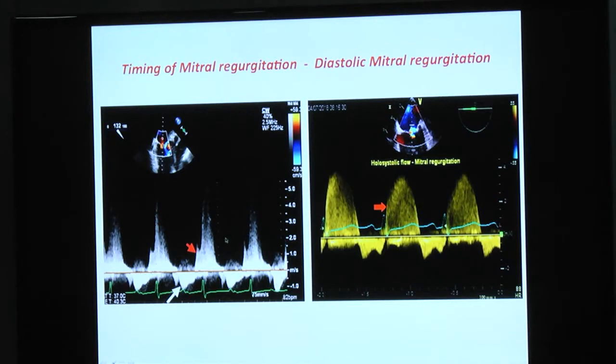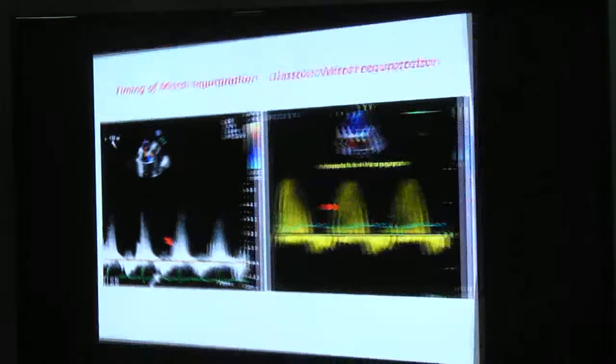But on the left side, you see the regurgitation is occurring. It is beginning in the diastolic phase only. You can see the jet is rising here in the end diastole and then progressing into the systole and ending at the end of the T wave. This is diastolic MR. This is one of the best ways to quantify the diastolic MR. Okay, I hope everybody understood this. So that's how you quantify a diastolic MR.